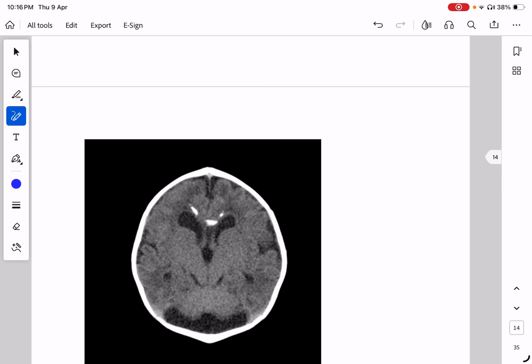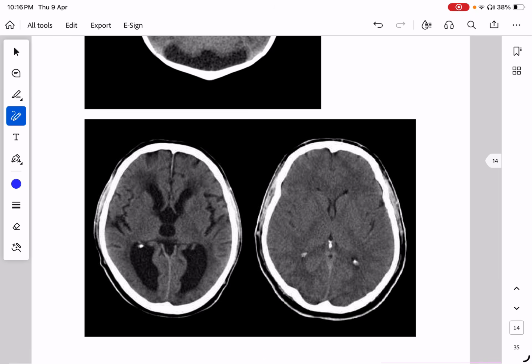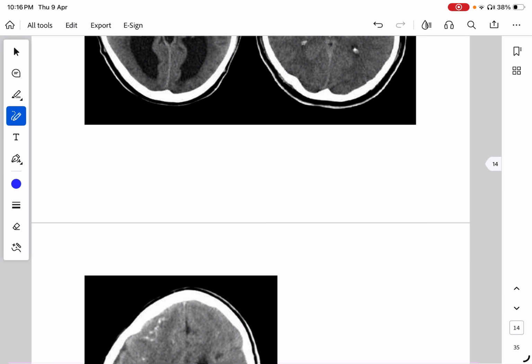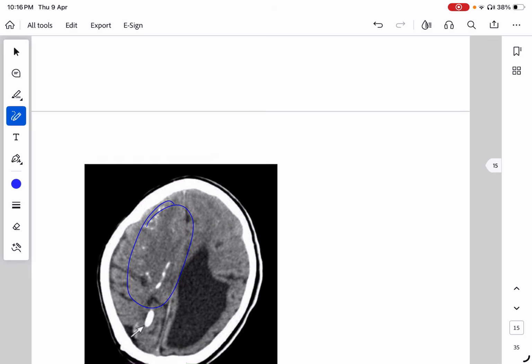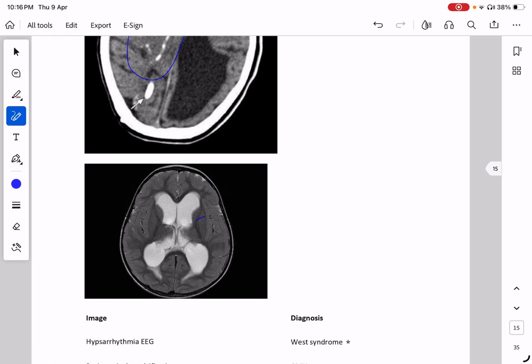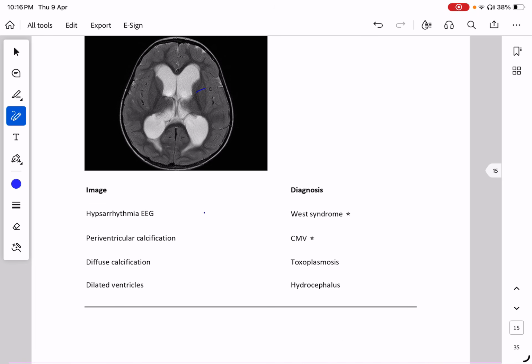Okay, so this is periventricular calcification. This is diffuse calcification, and this is hydrocephalus. So hypsarrhythmia EEG in West syndrome, periventricular calcification in cytomegalovirus infection, diffuse calcification in toxoplasmosis, and dilated ventricles are seen in hydrocephalus.